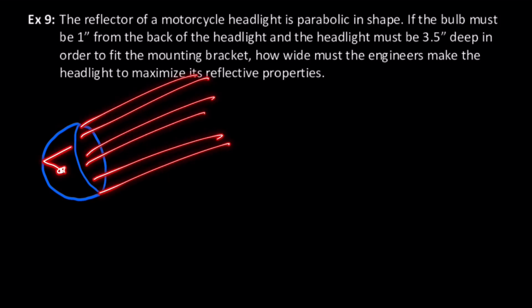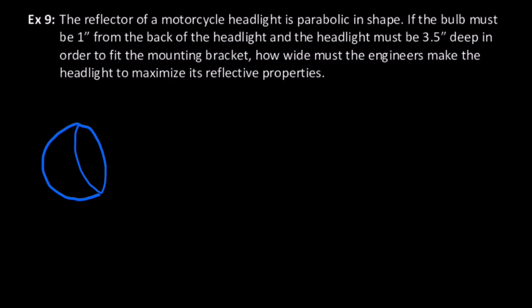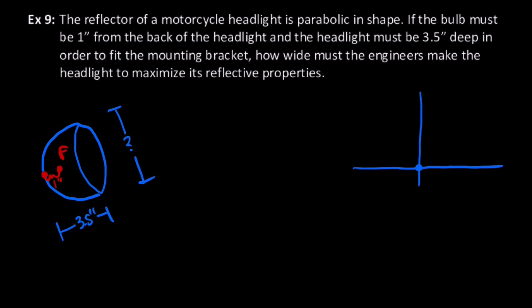If we place the bulb at the focus, all those light beams come out parallel. Okay, so that bulb is 1 inch. So the focus there is 1 inch from the back of the bulb. It also tells me that the headlight is 3.5 inches deep. And I want to know how wide to make this headlight. So what I want to do now is put that on a coordinate plane. I want the vertex to be 0, 0. Why? Because that's the easiest. I want it to open up. So here's my cross section of the headlight.